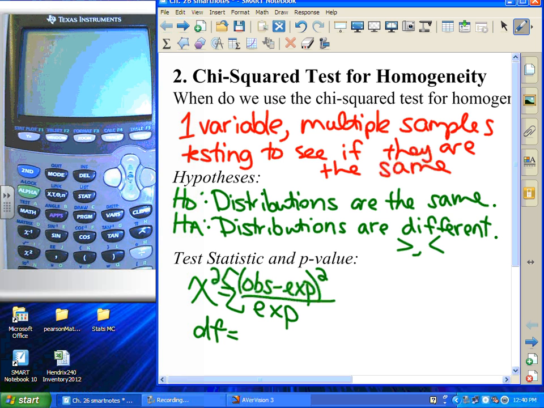This one's going to be a little different. There's more than one category. So it's the number of rows minus 1 times the number of columns minus 1. That's complicated? Sorry, it's just multiplication and subtraction. Maybe when you find your calculator, you'll be able to handle it.